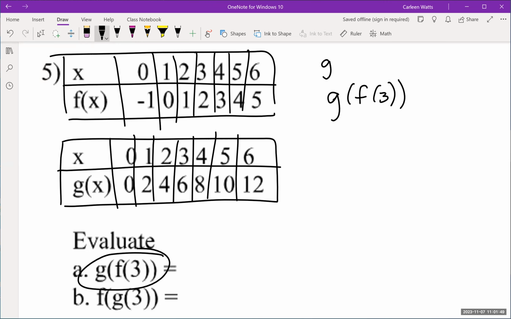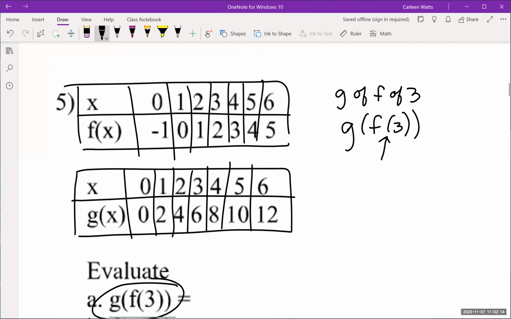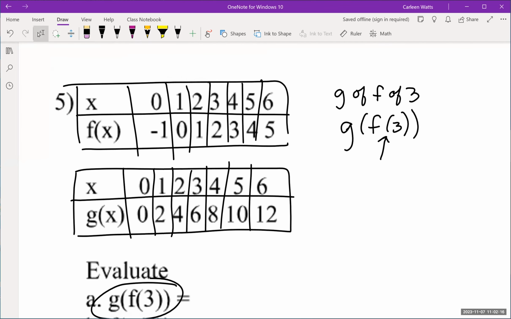So this is G of F of 3. That's how you say it. G of F of 3. Okay, so start with the inside. F of 3. I want you to take a guess.